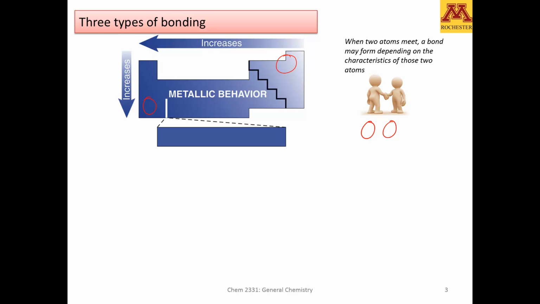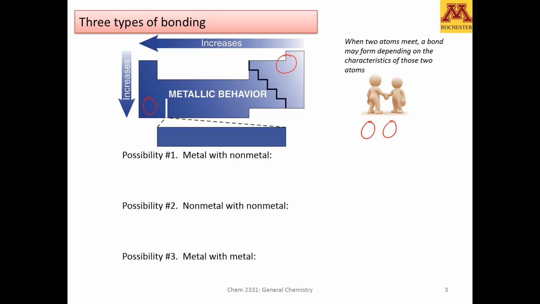So what possibilities do we have if we just split the periodic table in two, between metals and nonmetals? There are three possible combinations. The first combination is when a metal meets with a nonmetal. The second combination is a nonmetal with a nonmetal. And the third and final combination is a metal with a metal. Depending on these combinations, you'll have different kinds of chemical bonds.